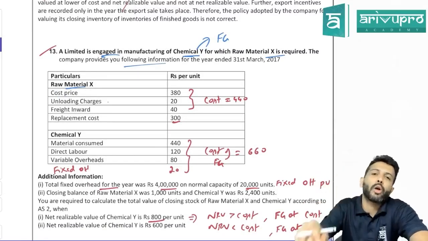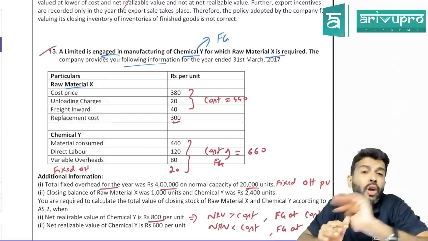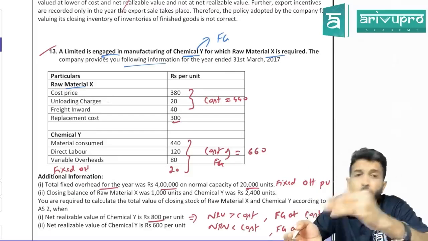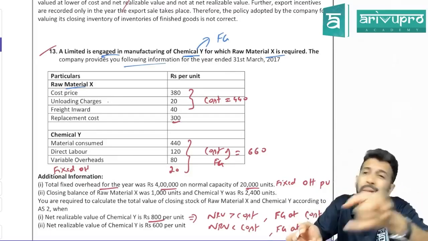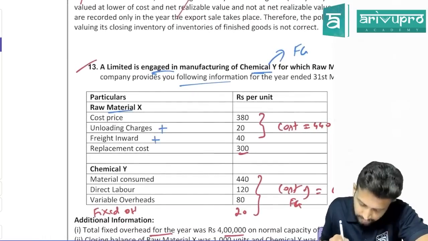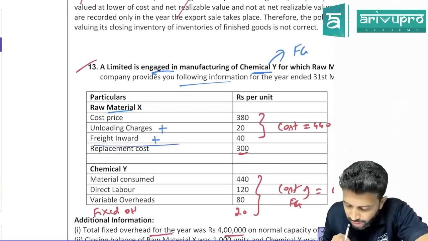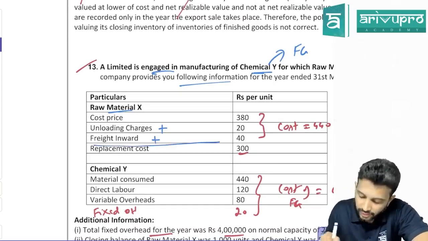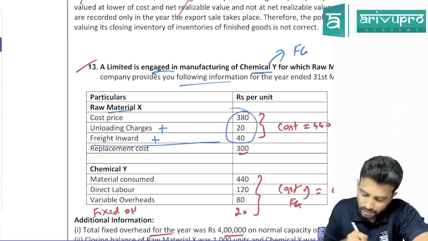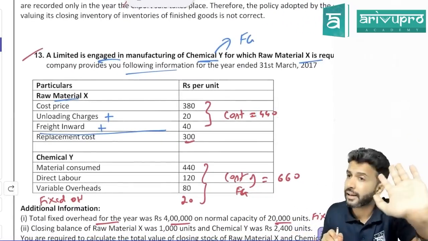Basically, in the last problem, cost was straight away given. Here, they will give you many costs, and you have to find out which costs can be added and which cannot be added. Unloading charges, can you add? Yes. Freight inward? Yes. Replacement cost and all, don't add. So what is the cost of raw material? Adding all this, cost price plus 20 plus 40. What is the cost? 440. That is the cost of raw material.